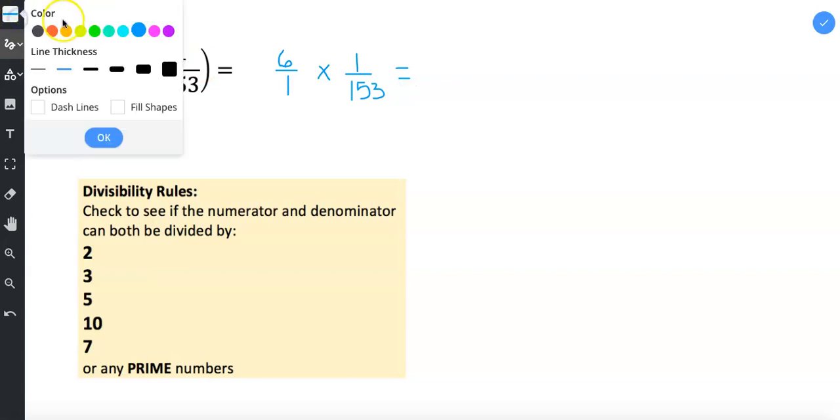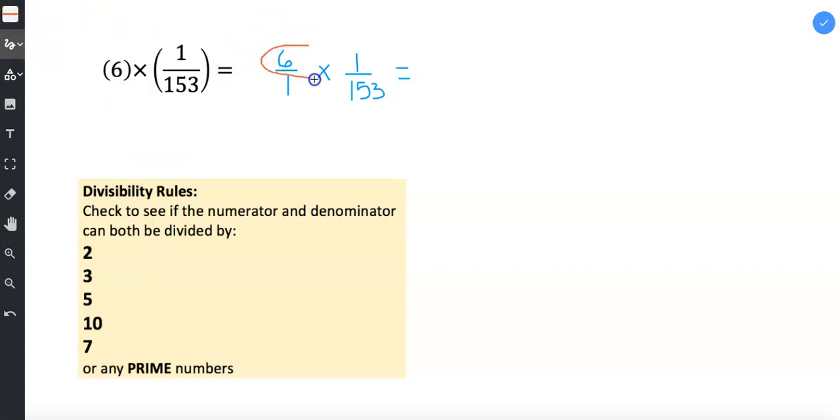like you learned in the last lesson, or I should say you reviewed in the last lesson because that's something you learned previously. So we multiply the numerators, we multiply the denominators. 1 times 153 is 153. And then we need to go through our integer rules.